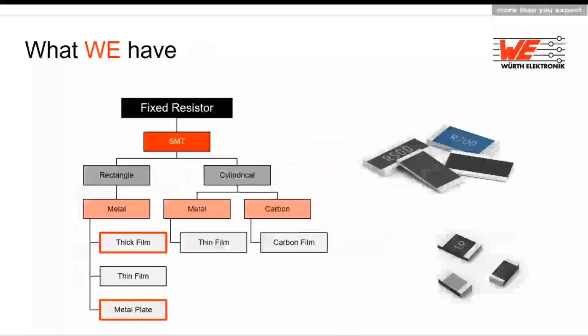Now you can imagine what kind of products we have in our portfolio. Of course, metal plate and thick film current sense resistors. There are some differences now that I would like to point out to provide you a more detailed insight.